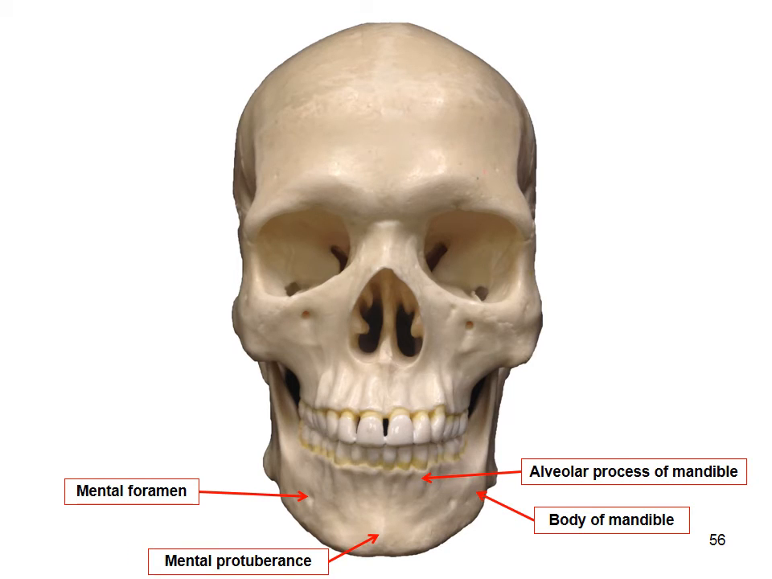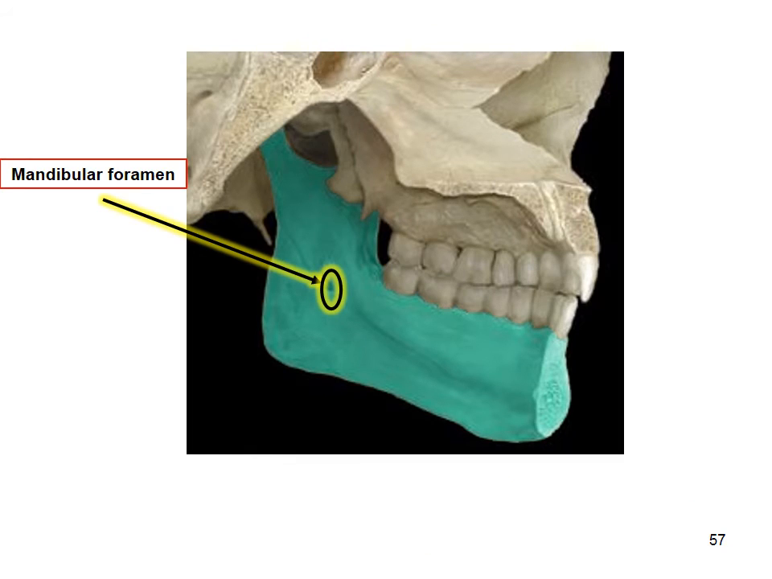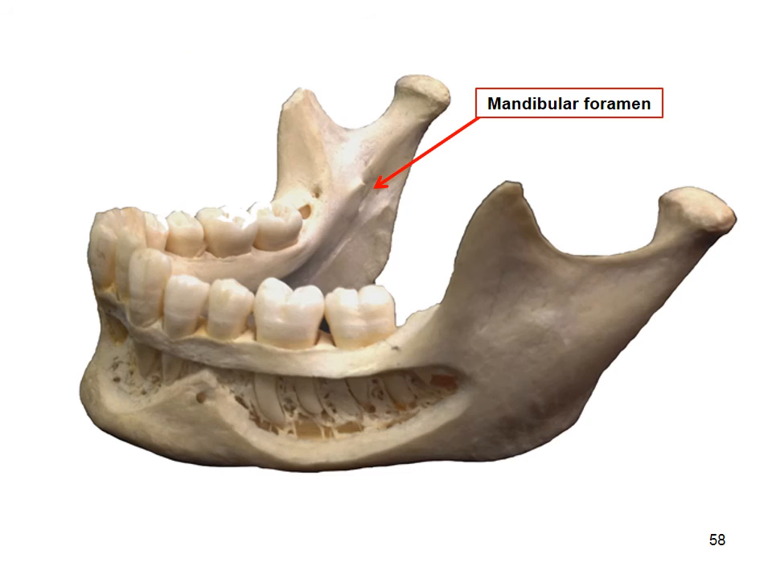And we've got our mental protuberance. And just another view of the mandibular foramen, which is surrounded by the glowing black circle. And we'll revisit that mandibular foramen one more time. Again, it's on the medial aspect of the mandible.